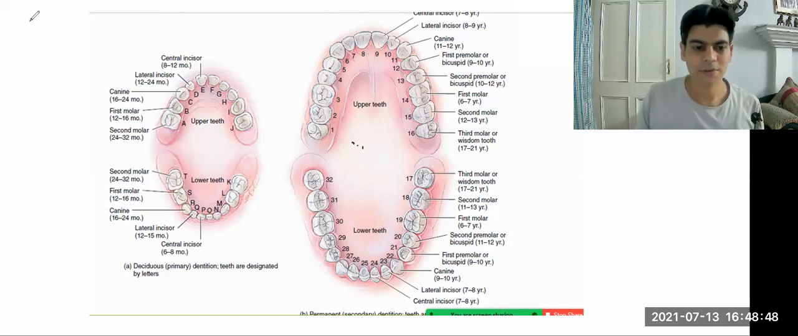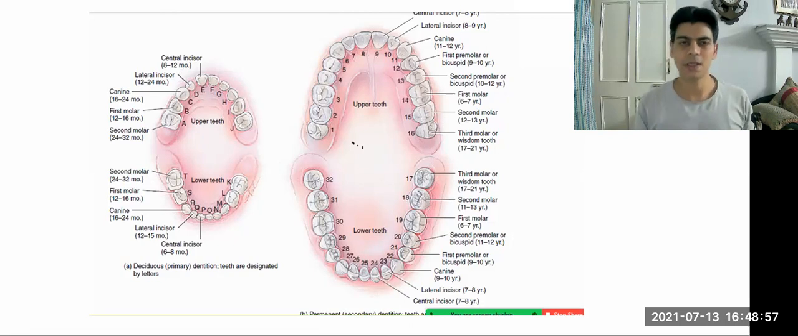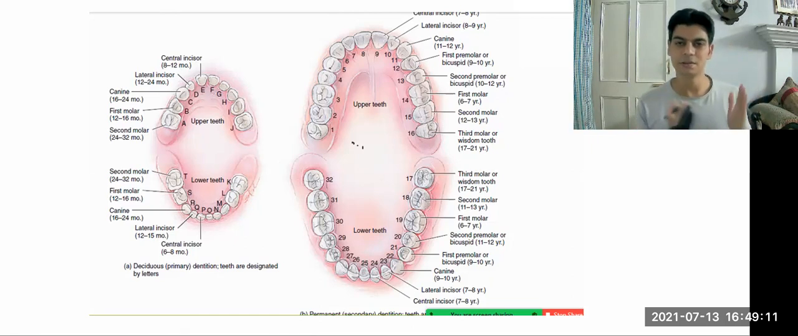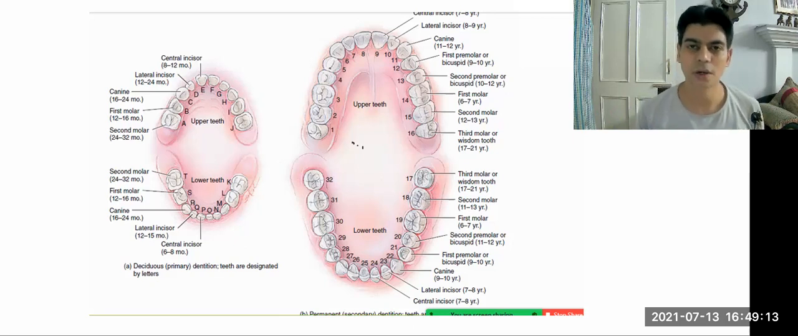Before we start, we know that in our lifetime, humans have two sets of teeth. One we call deciduous teeth, which we also call milk teeth, temporary teeth or baby teeth. We know we call it by different names. And the second set of teeth, which replaces these deciduous teeth, is your permanent teeth. Decidu means fall out.